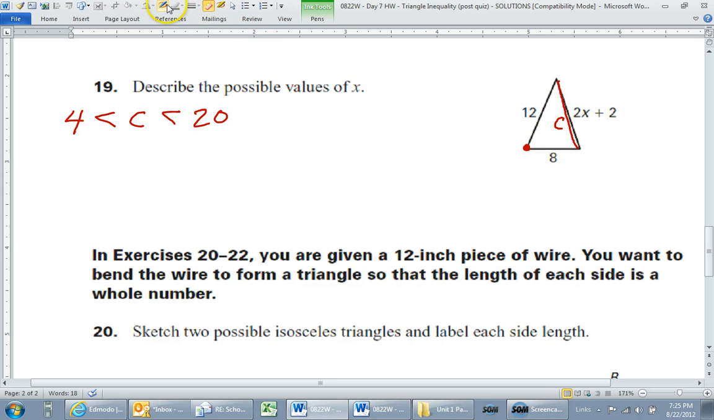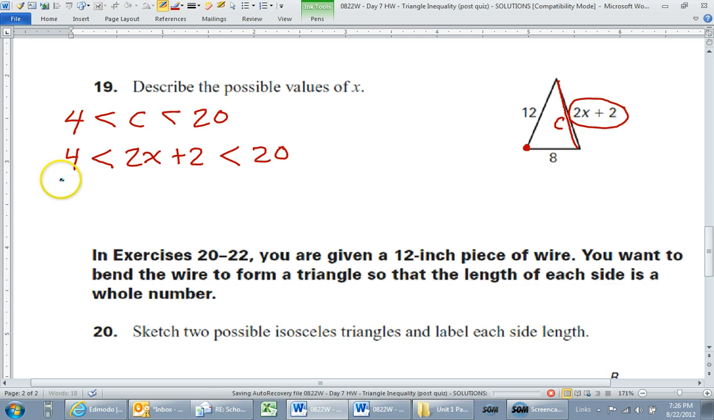But look, we have an actual expression for the third side. So instead of C, let's put 2x plus 2. So 4 has got to be less than 2x plus 2, which is less than 20. I just substituted the expression instead of C. So this expression has to be between 4 and 20. So it's just a matter of solving this inequality.